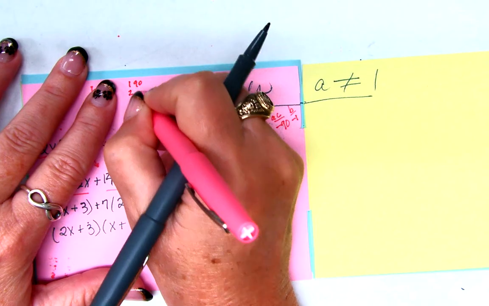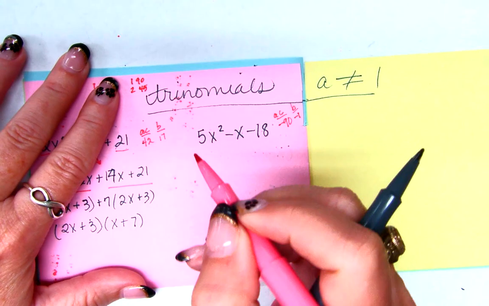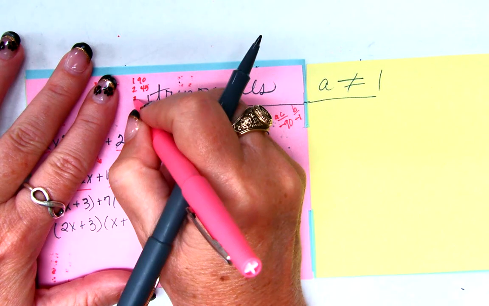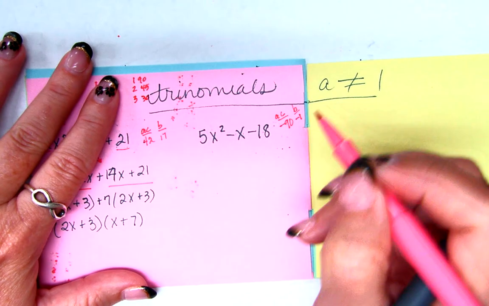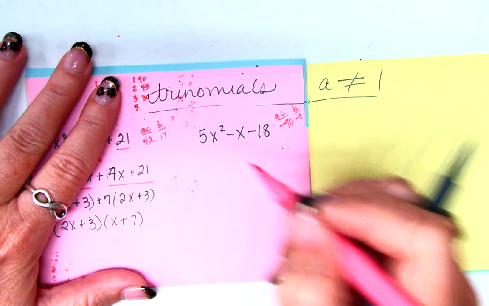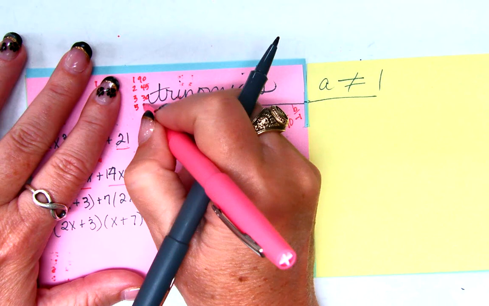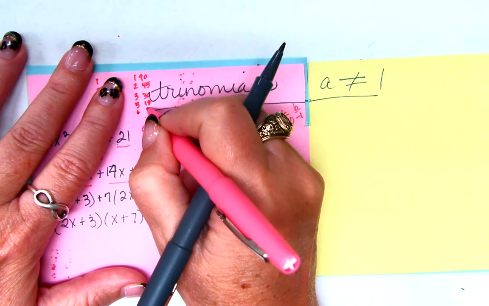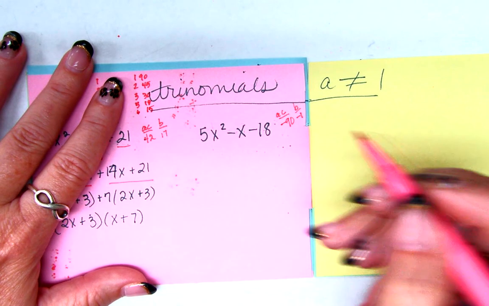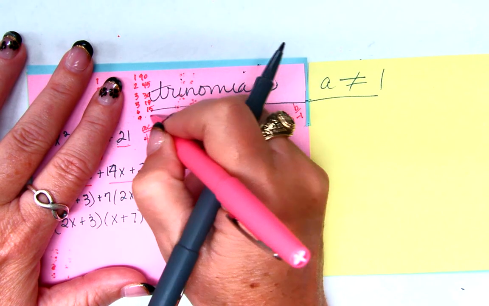2 and 45. Let me go. 3 and 30. 4 doesn't work. 5 and, well, 18. That's where I got it from, right? 6 and 15. And then 9 and 10.